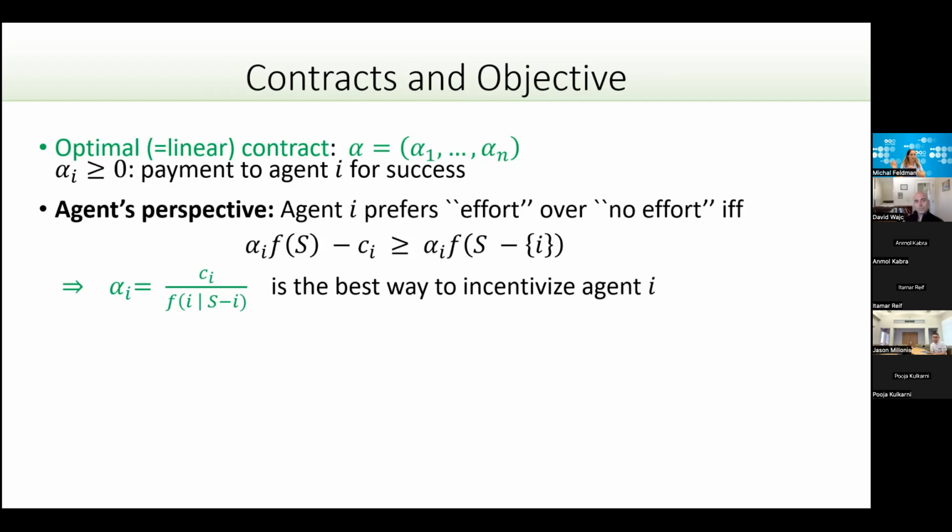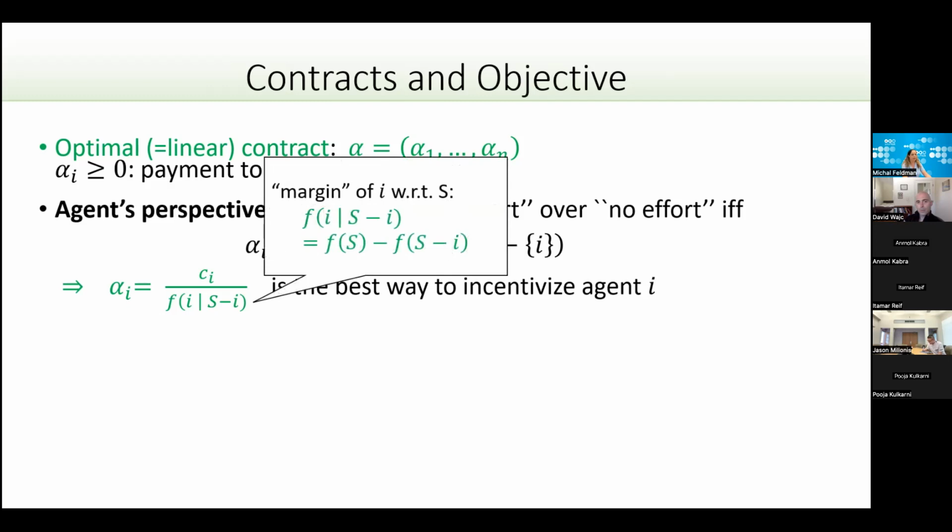Okay, good. So this is the agent's perspective, and with this we get that, fixing the behavior of all other agents, the best way to incentivize I to exert effort is to propose to him an alpha I that balances these two terms, namely alpha I equals CI over the marginal contribution of I to F given S minus I. Good. This is just by equating these two utilities.